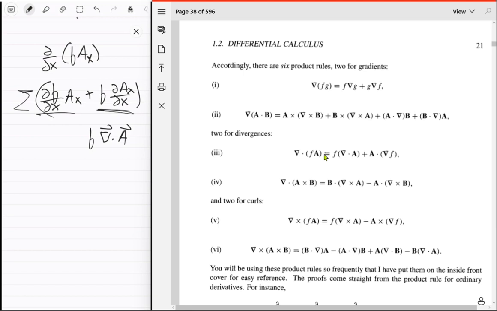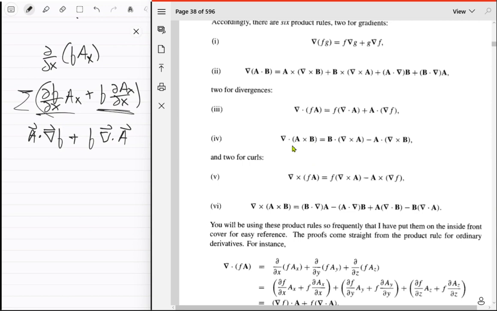Wait, no, it's not. We get partial f and partial y. Ah, it's this thing. Okay, A vector dotted with the gradient of f. That makes sense. Is that what they're doing? Yeah, they are also doing the same stuff. A vector dotted with the gradient of f, and then f multiplied with the divergence of A. Yeah, that's right. Okay, that's awesome.